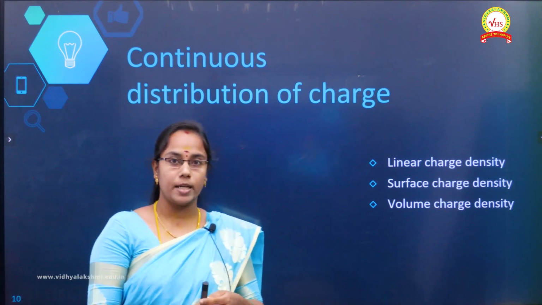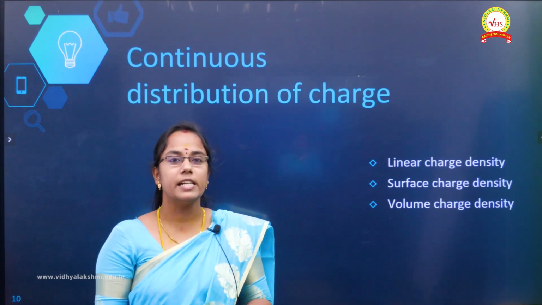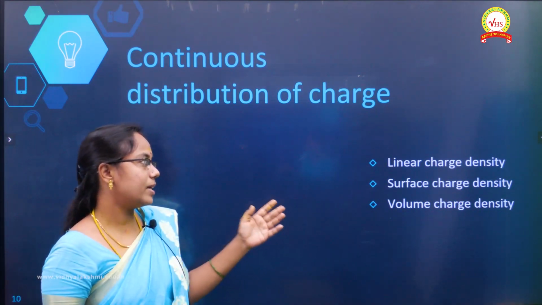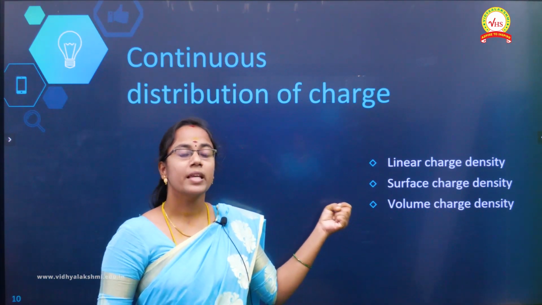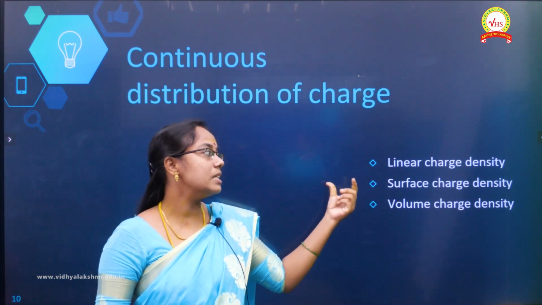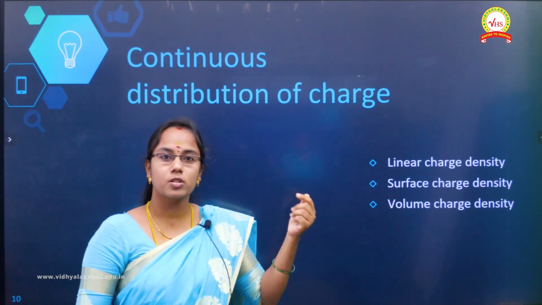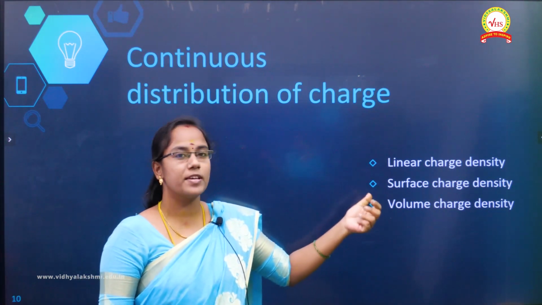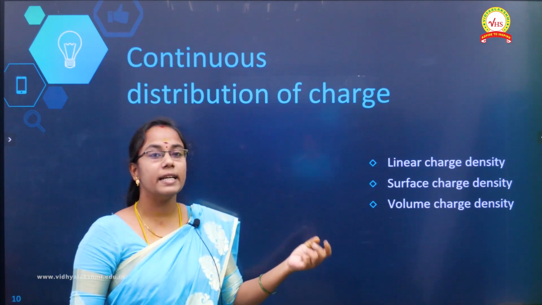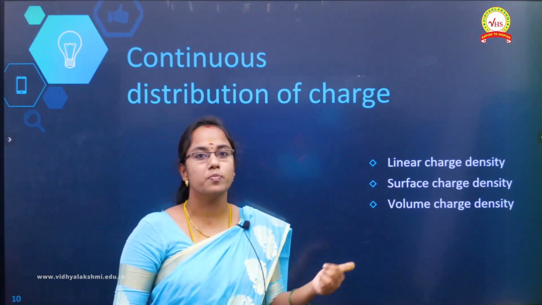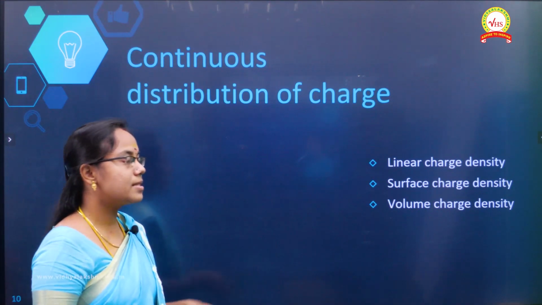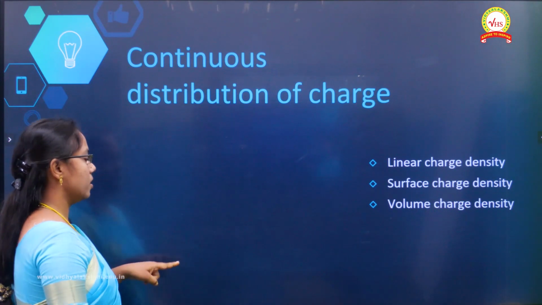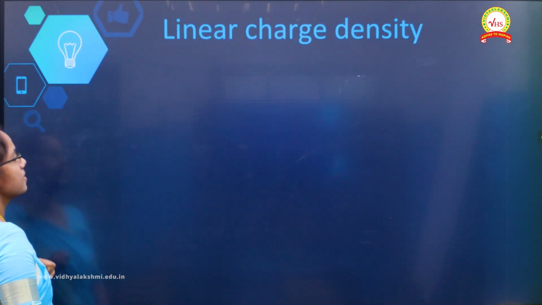It can be in 1 dimension, 2 dimension, or 3 dimension. With respect to that, if it is 1 dimension, its charge distribution is called linear charge density. If it is 2 dimension, we call it surface charge density. And if it is 3 dimension, we call it volume charge density. We will see about them separately now. So, linear charge density.